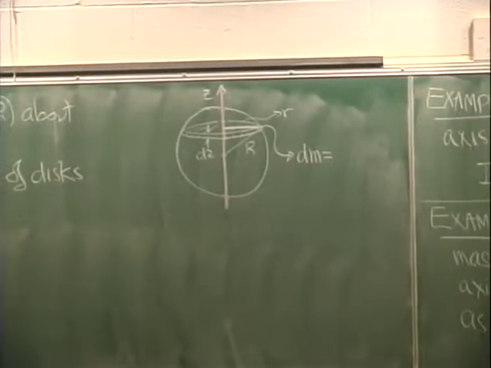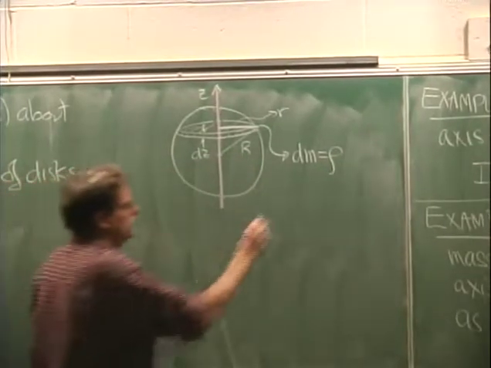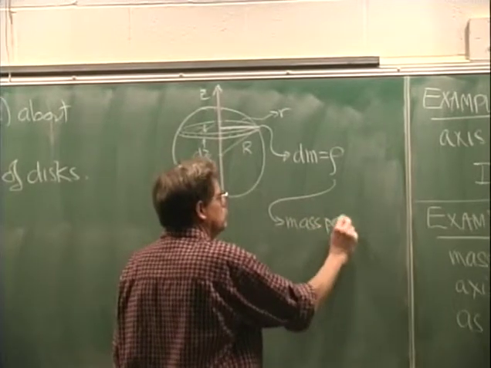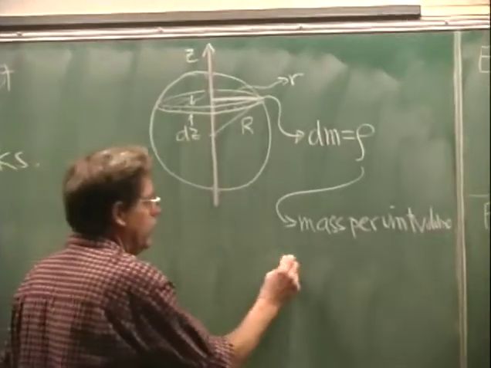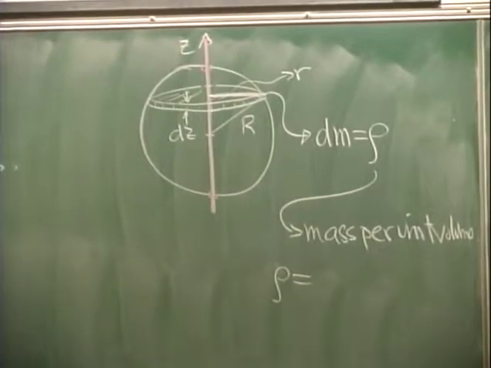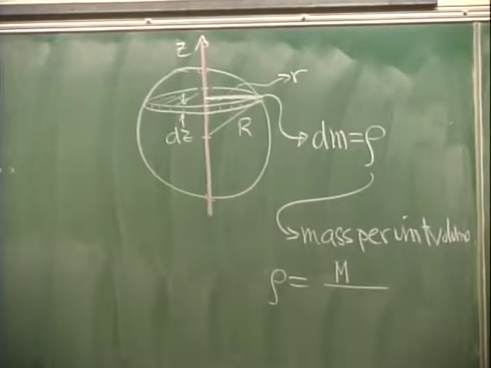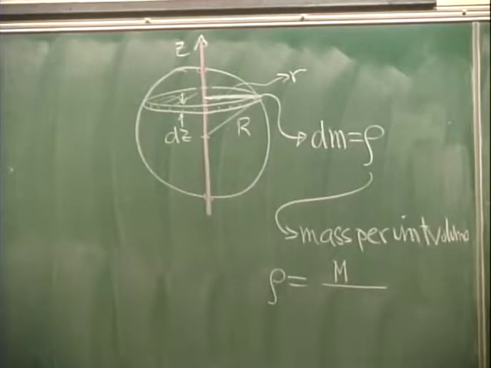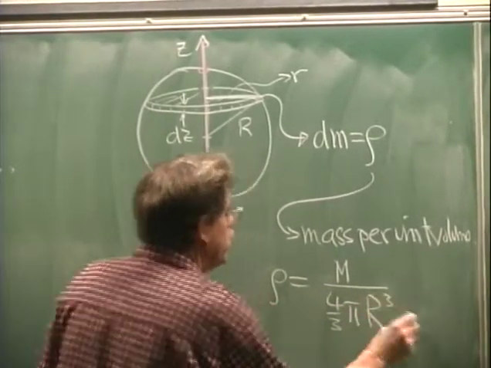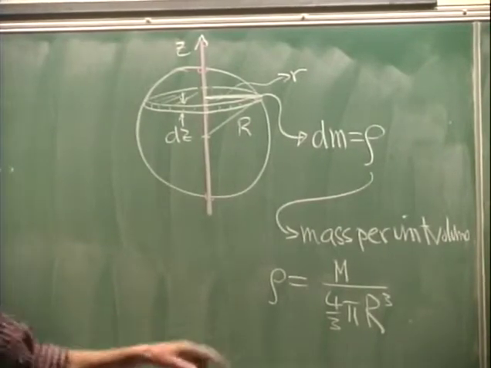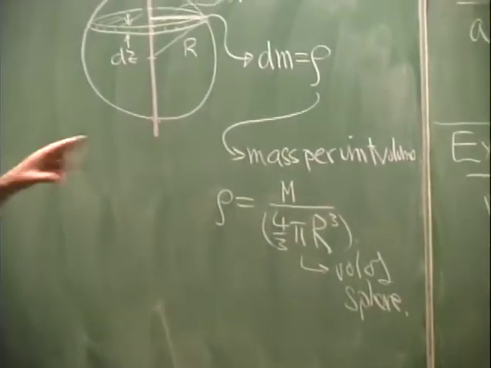What's the mass of that pancake? Well, now I need a letter for mass per unit volume, the mass density. We always call that rho for some reason. Mass per unit volume, what is that in this particular case for this sphere? Well, it's the total mass divided by the total volume of a sphere. It's 4/3 pi r cubed, isn't that right? The volume of a solid sphere would be 4/3 pi r cubed. So total mass divided by the total volume, 4/3 pi r cubed being the volume of a sphere. So that's what rho is, the mass per unit volume.